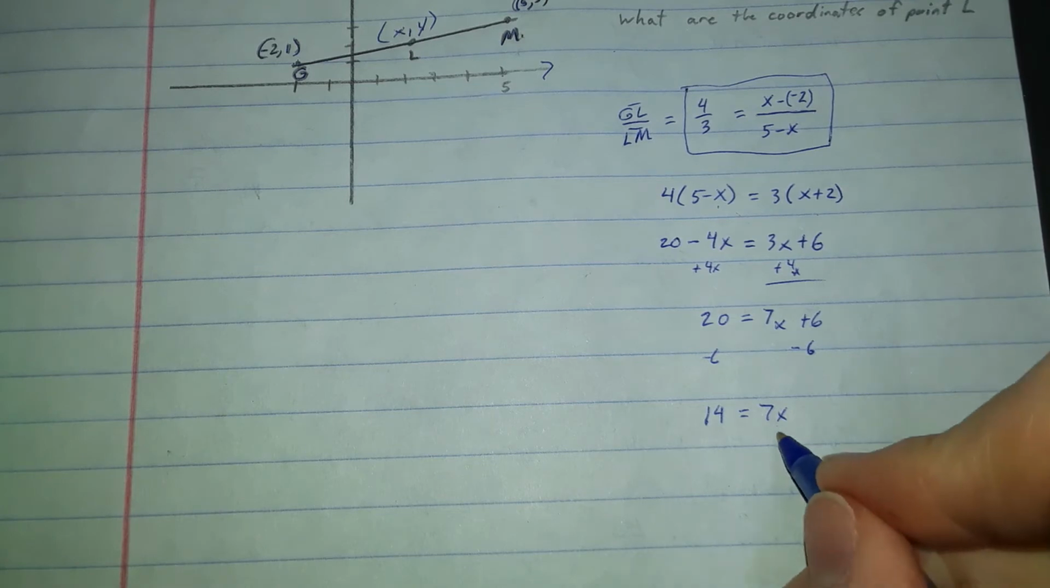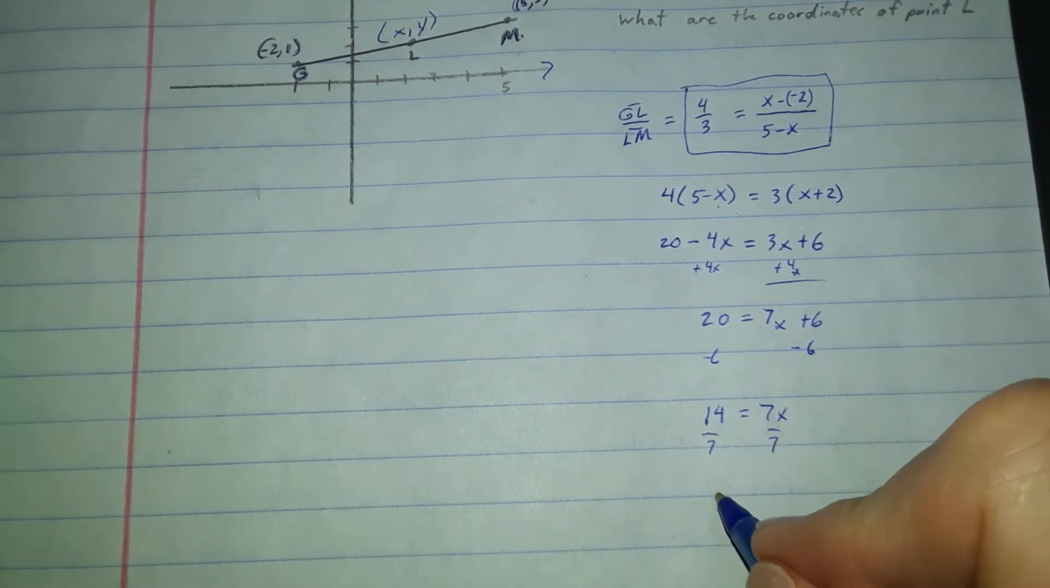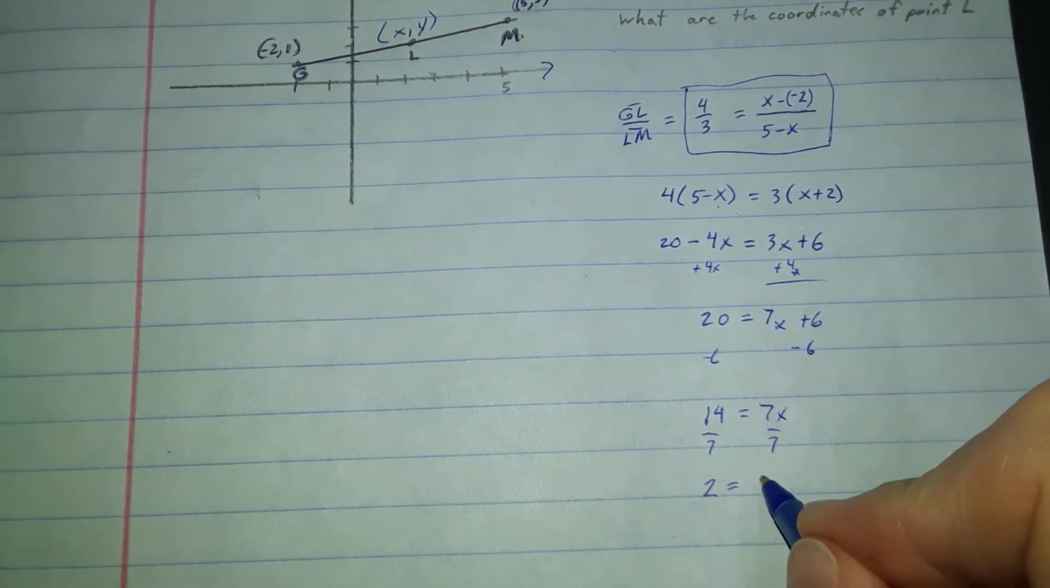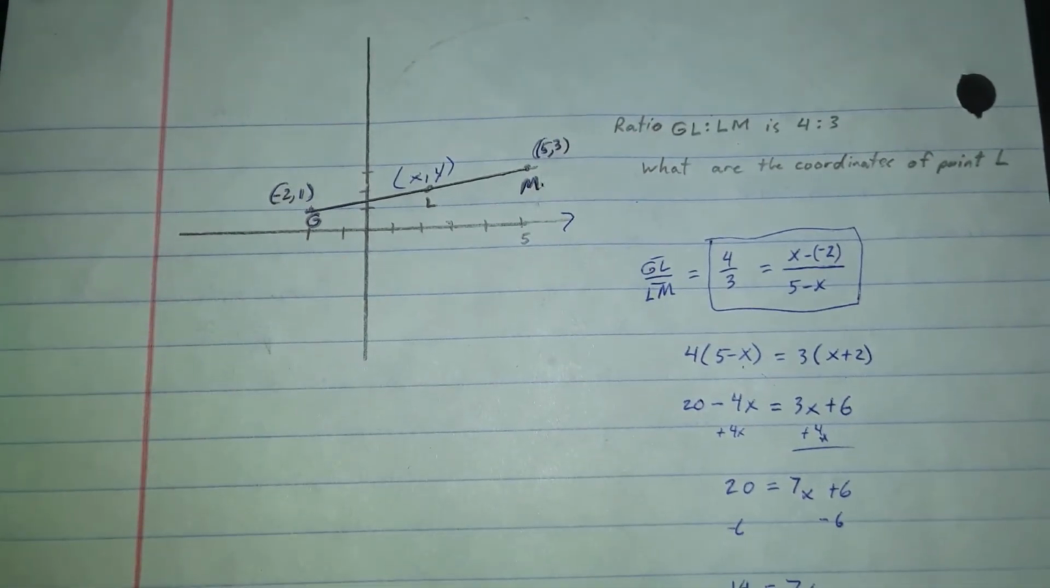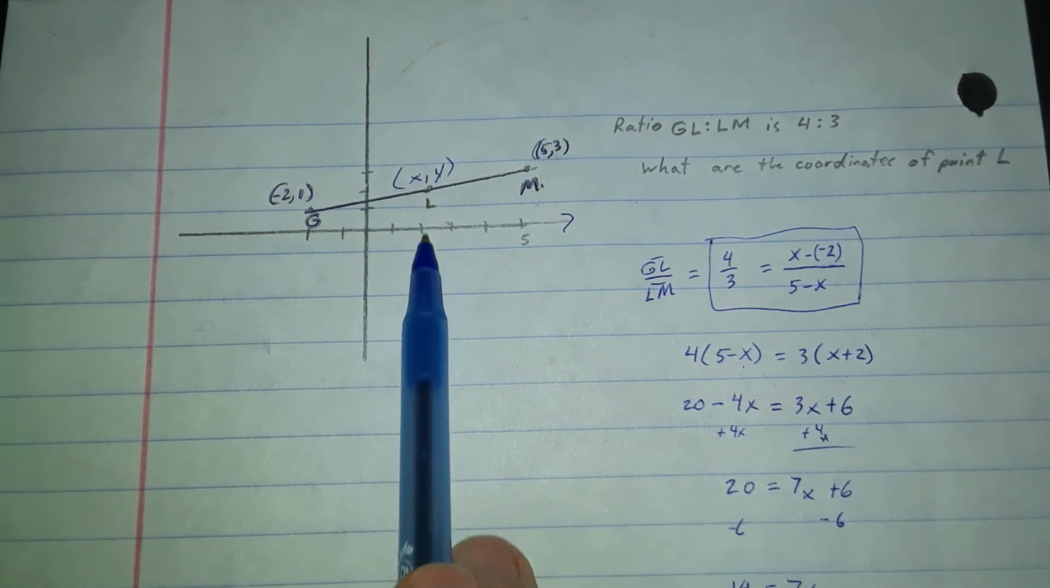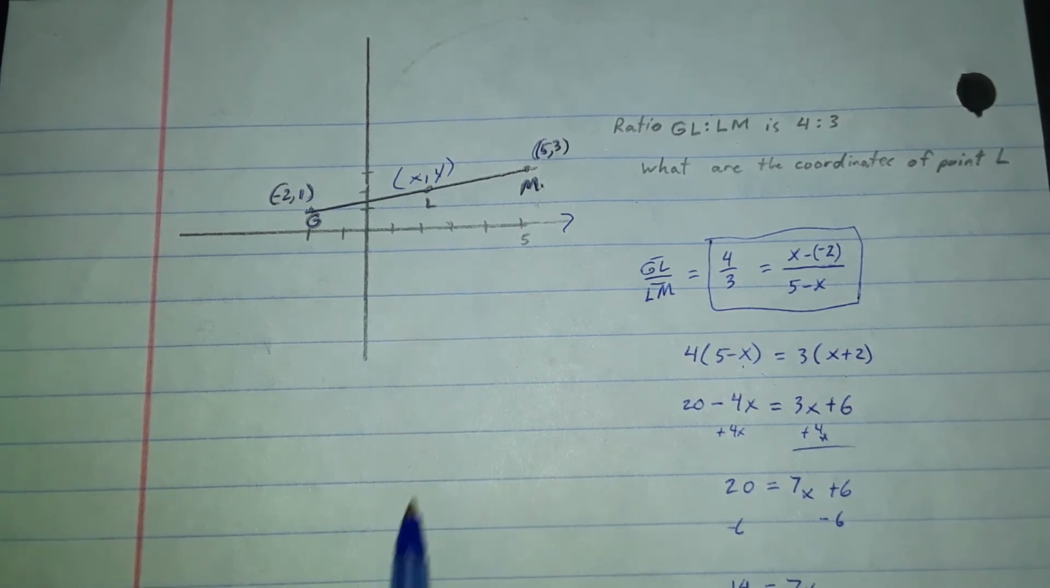And now I'm going to divide both sides by 7, and that's going to give us a very nice value. The x value for point L that we're looking for is going to be 2. If we look at our diagram, that looks really close to where we are on the diagram. My diagram isn't exactly to scale, so you can't completely believe it, but it looks really close, and that can give us some confidence that we're on the right path.